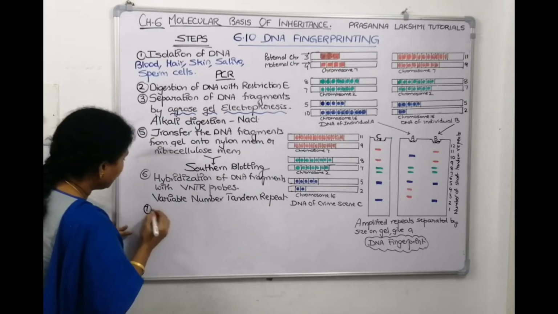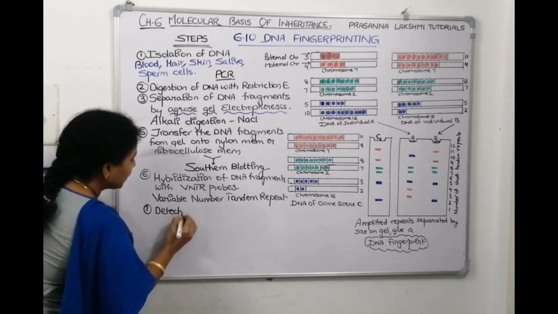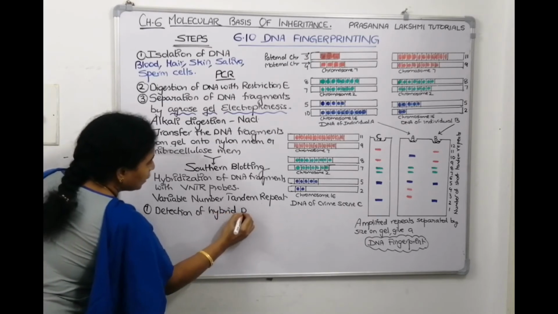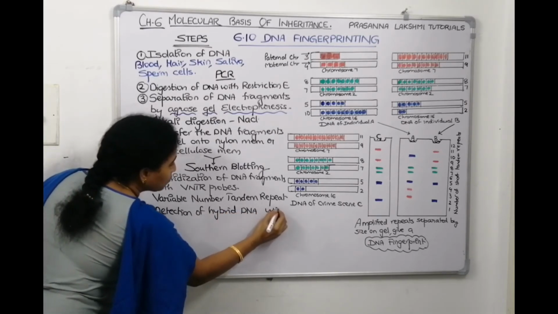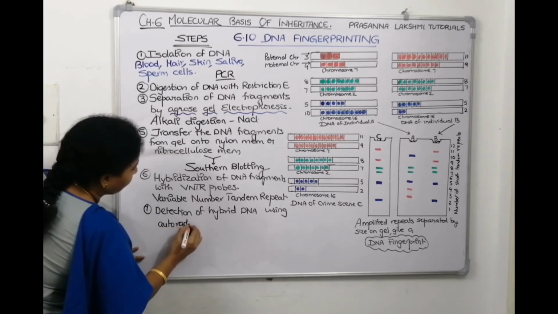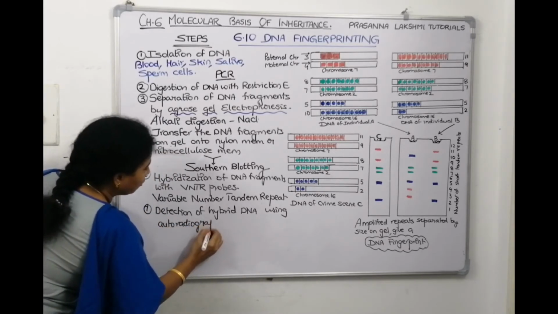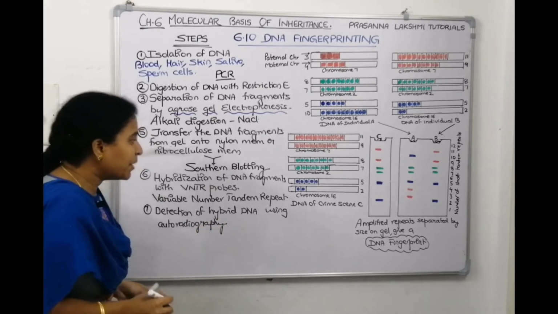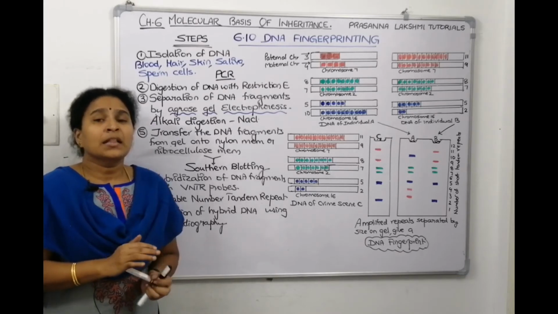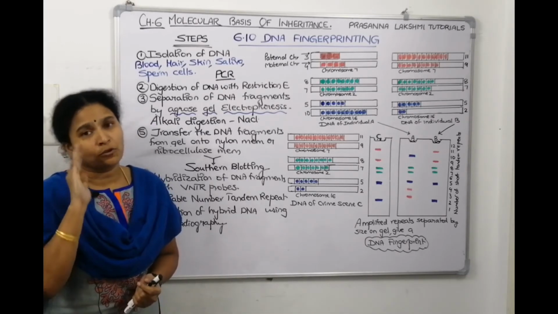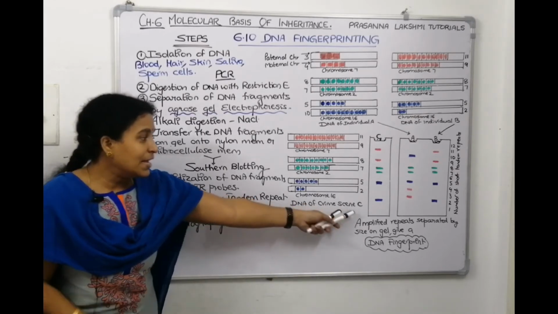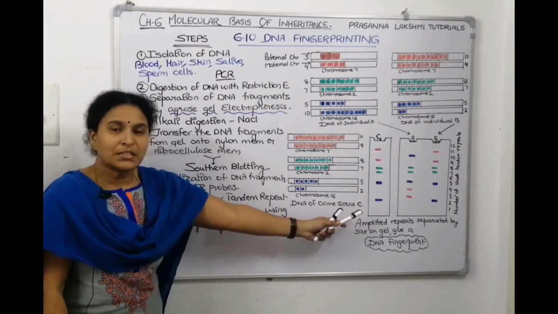So the seventh step will be detection of hybrid DNAs using a technique called autoradiography. Now these hybrid DNAs, when you keep them on the X-ray photographic film and pass X-rays, give images on the photographic film. It gives bands on the photographic film. So what we are seeing is an X-ray only.